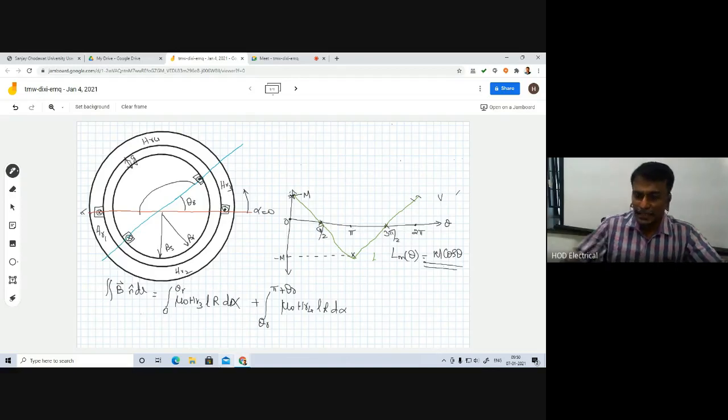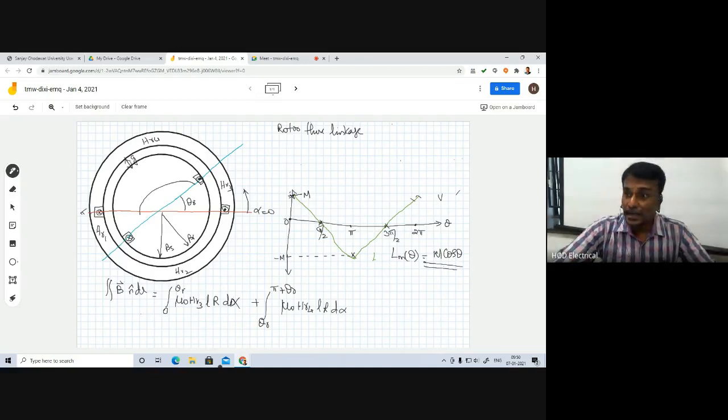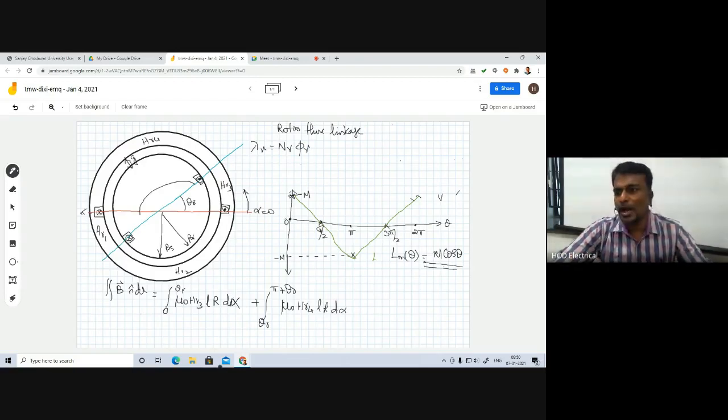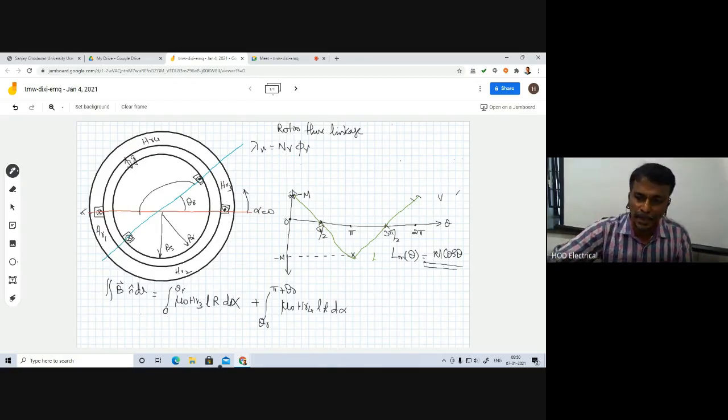But in this rotor flux linkage, how can we write it? Lambda r is equal to Nr into phi r. This is nothing but what we have written as phi s, right? Phi s is equal to the integration of Bs into Ns and gap, like that we have written. So now I am going to write this equation of phi r.